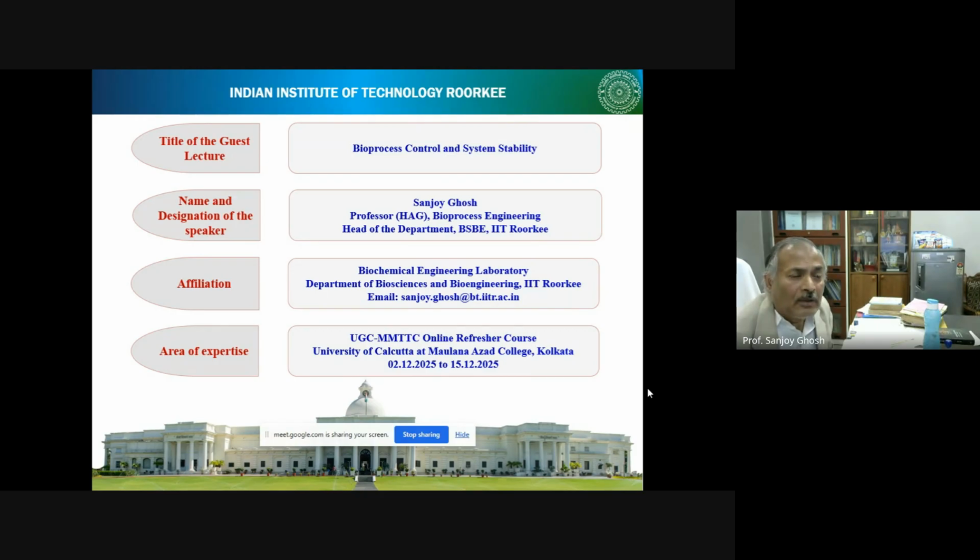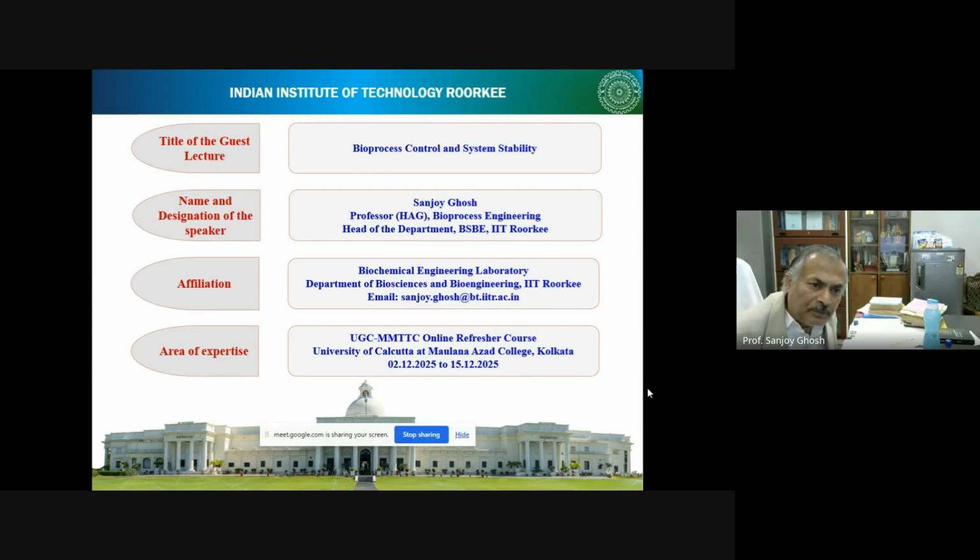Even I know, even during COVID time, whatever vaccines and all, large scale manufacturing took place. That is why a Jadavpur engineer only did it, chemical engineering. Anyway, my topic here today is bioprocess control and system stability. Process control is very important because once you go for bioprocess development and production, you should know some control strategies, how to control the process, and then only you can ensure the quality and many other things.